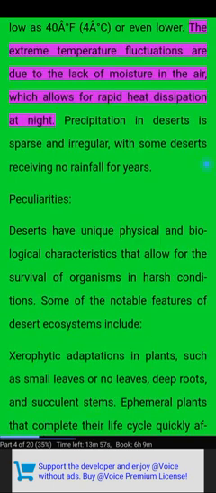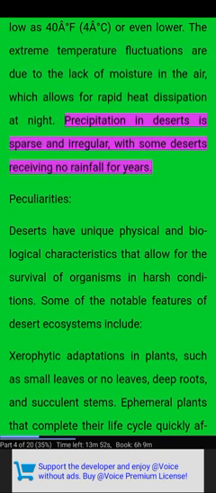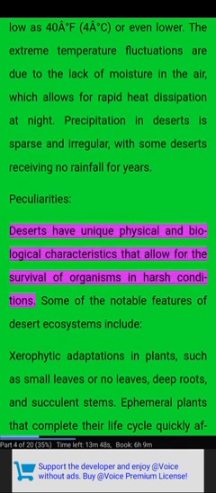The extreme temperature fluctuations are due to the lack of moisture in the air, which allows for rapid heat dissipation at night. Precipitation in deserts is sparse and irregular, with some deserts receiving no rainfall for years. Peculiarities. Deserts have unique physical and biological characteristics that allow for the survival of organisms in harsh conditions.